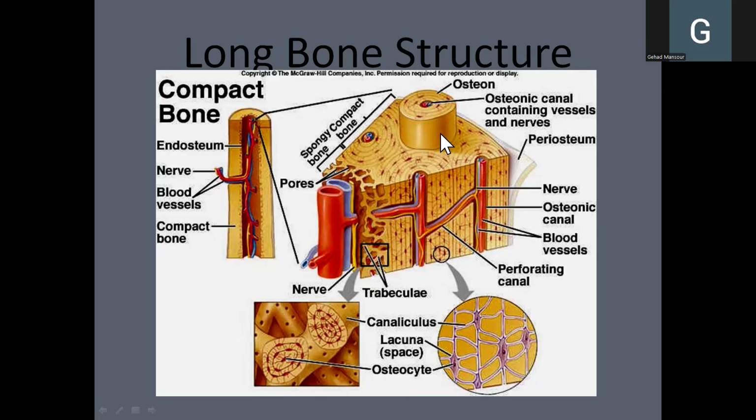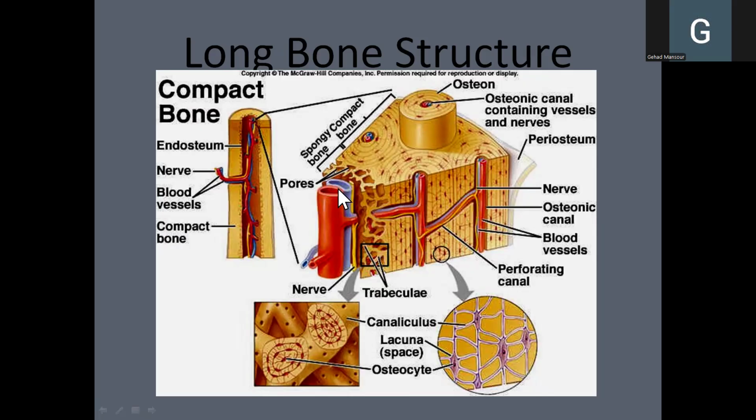And this diagram shows you what? It shows you that if you focus on the structure of the compact bone, you will find that the compact bone is made of units. These cylindrical units, each cylindrical unit, is called the Haversian system. The Haversian system is the individual cylindrical unit, and it contains in the center a central canal, which is called the osteonic canal, and it contains blood vessels and nerves.